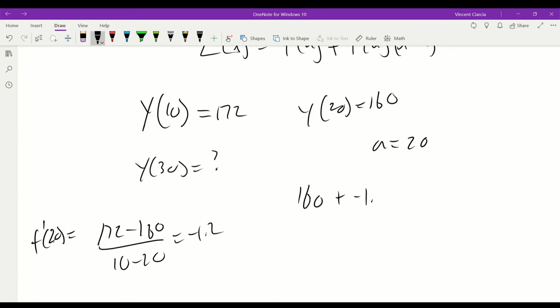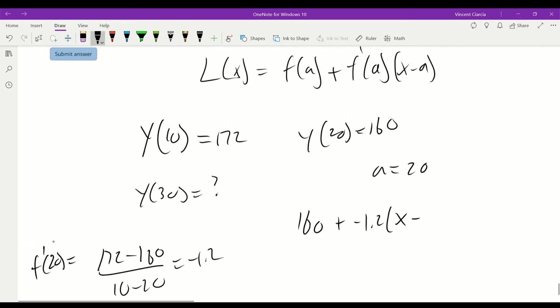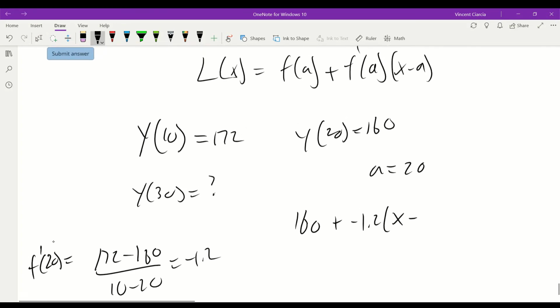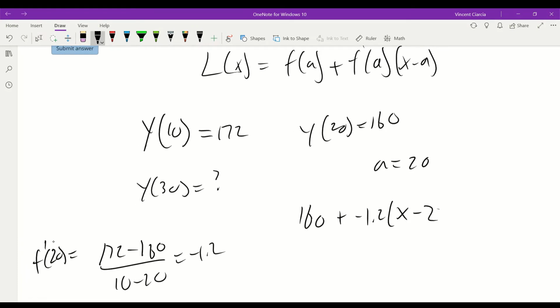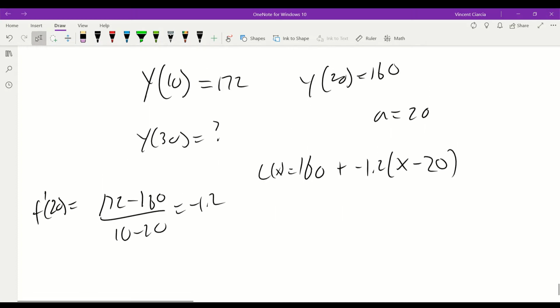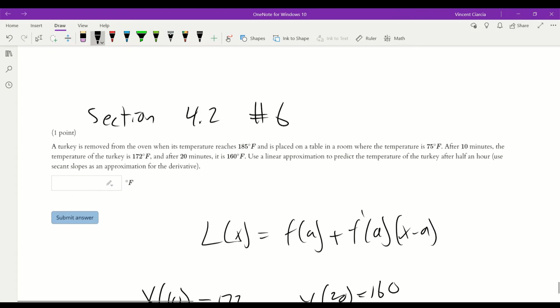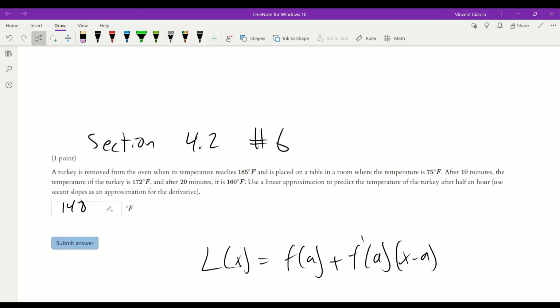So this is negative 1.2 times x minus a, which is 20. So this is L of x is equal to that. So if we wanted to approximate L of 30, it would be equal to 160 minus 1.2 times 30 minus 20, which is 10. So when you calculate that, I just ran it through a calculator. It comes out to 148 degrees. And that is exactly the answer that Infinity wants.